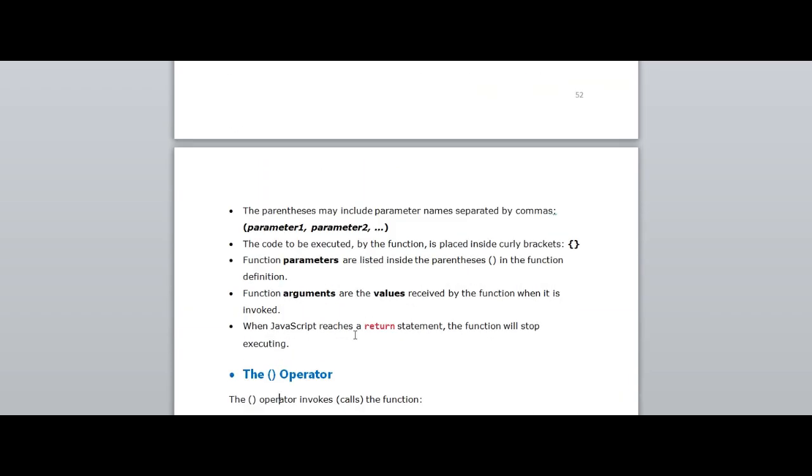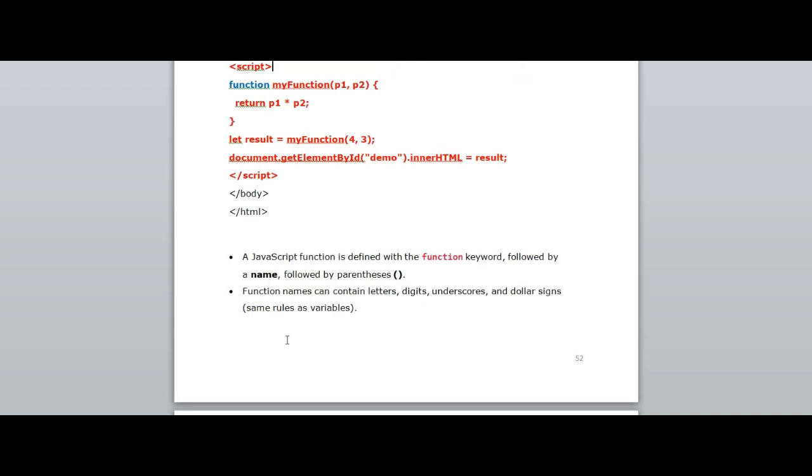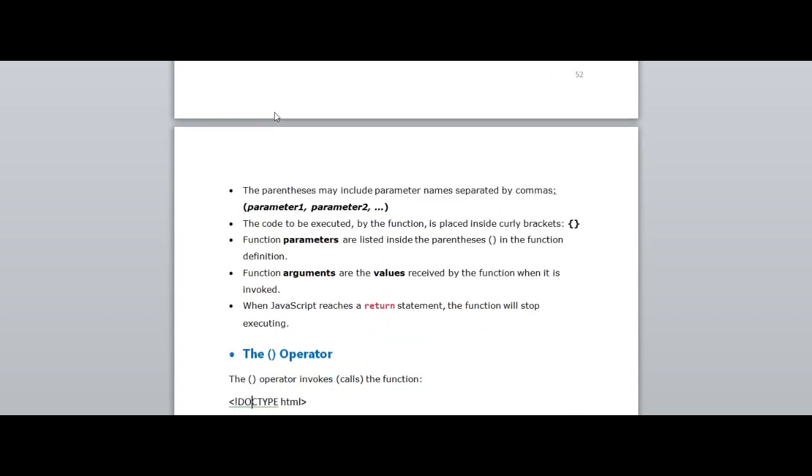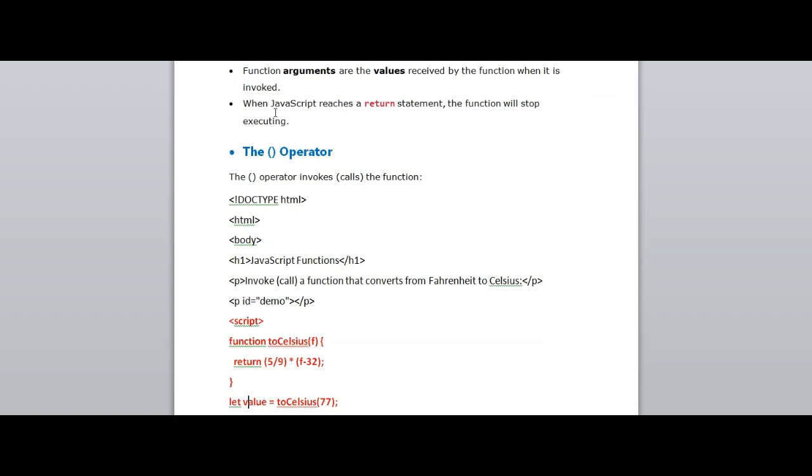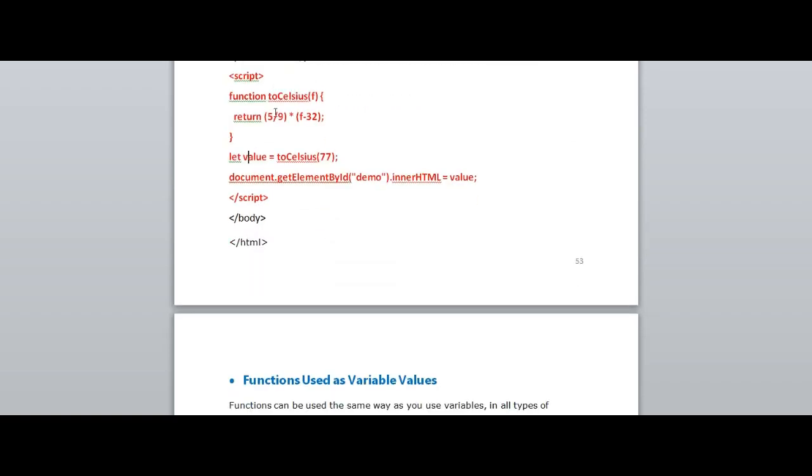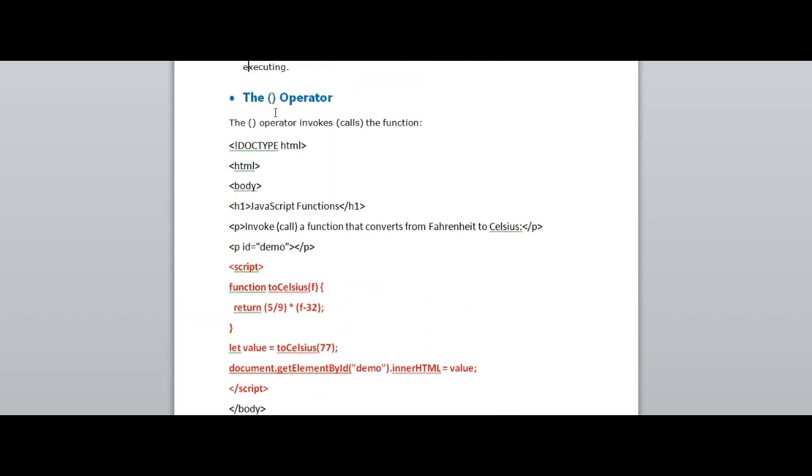Then when JavaScript reaches the return statement, the function will stop executing. Where is the return statement? This is the return statement here. So return P1 asterisk P2. If you put the plus sign here, it will add. If you put the minus sign, it will subtract. But what is important is that it is going to stop the function here. So those are about JavaScript functions. Then finally, we have one more. We'll deal with the operator.